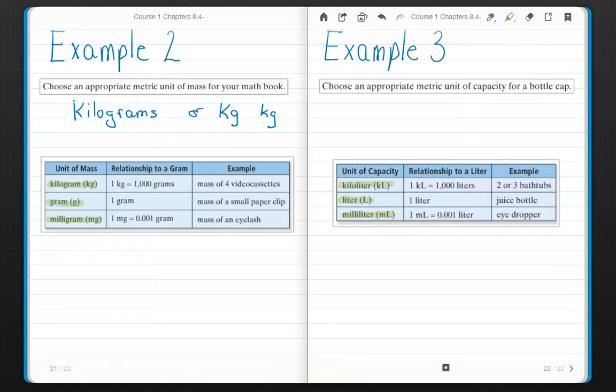So if I want to choose an appropriate metric unit for the capacity of a bottle cap, well, a bottle cap can be filled with an eyedropper. So I'm going to choose milliliters. Now, liters is the only abbreviation that uses a capital letter because a lowercase, is that a 1? Is that an L? I'm not quite sure. So we don't use this one. We always use the capital L. Lowercase m, or in this case a lowercase k for kiloliters, but the L for liters is always capitalized.